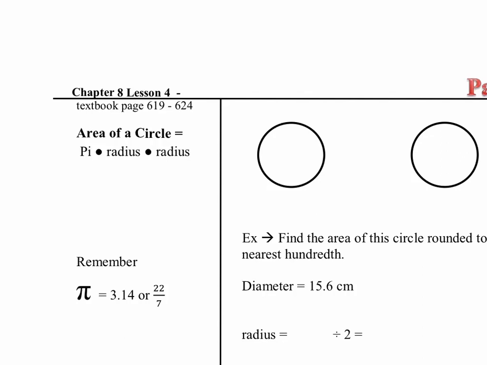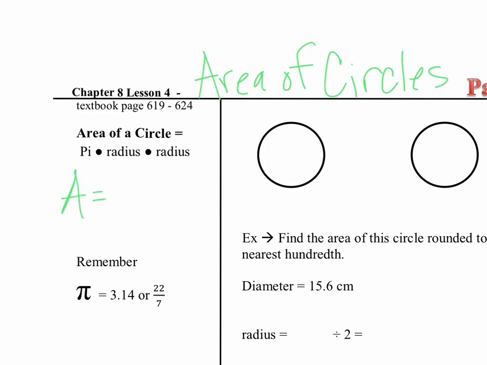Chapter 8, Lesson 4 is on area of, and you can guess it, circles. The area of a circle is pi, which we use the symbol that looks like this, pi, times the radius, which is r squared. Area of a circle is pi r squared. Pi times the radius.